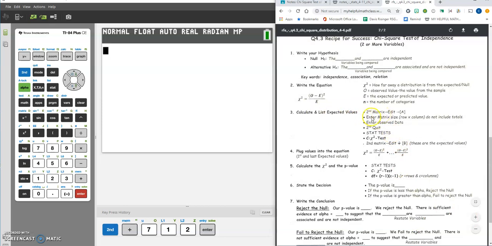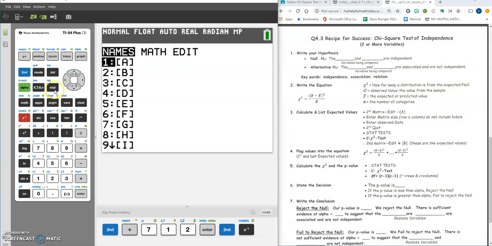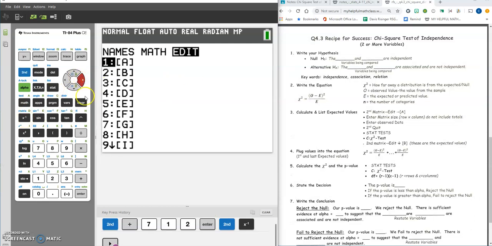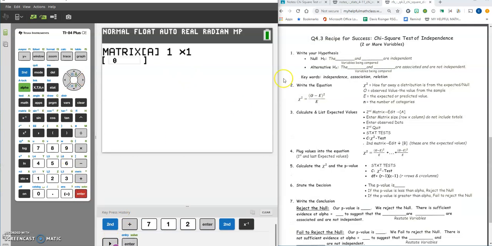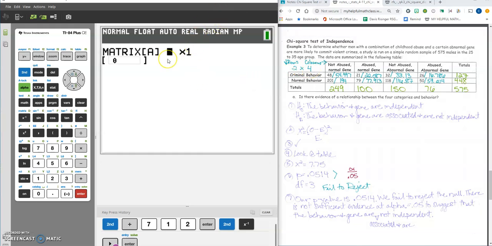And we're going to right now use with the calculator our second matrix, edit A. So second matrix is with the x raised to the -1 power, the inverse. We're going to go over to edit. We're going to use option A. And now I'm going to change that as we see in the previous set of notes. It is now a 2 by 4. So I'm going to say 2. Oops, sorry guys. We now have a 2 by 4.